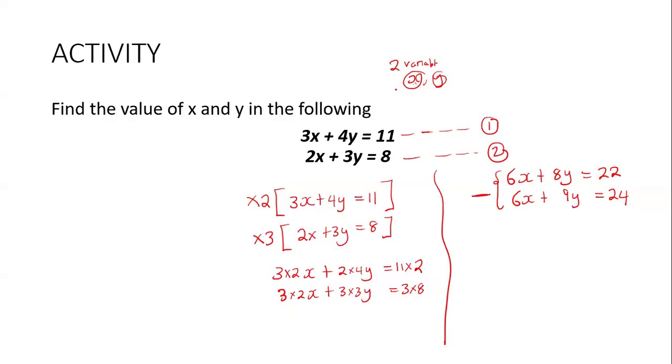Now, when I'm subtracting, feel free to do your side work. Here, we are subtracting vertically. So here is like having 6x minus 6x for this particular one. Then for the second one, remember you have positive 8y minus 9y, equals 22 minus 24. So 6x minus 6x is 0. 8y minus 9y is negative y, equals 22 minus 24, which will give us a negative 2.